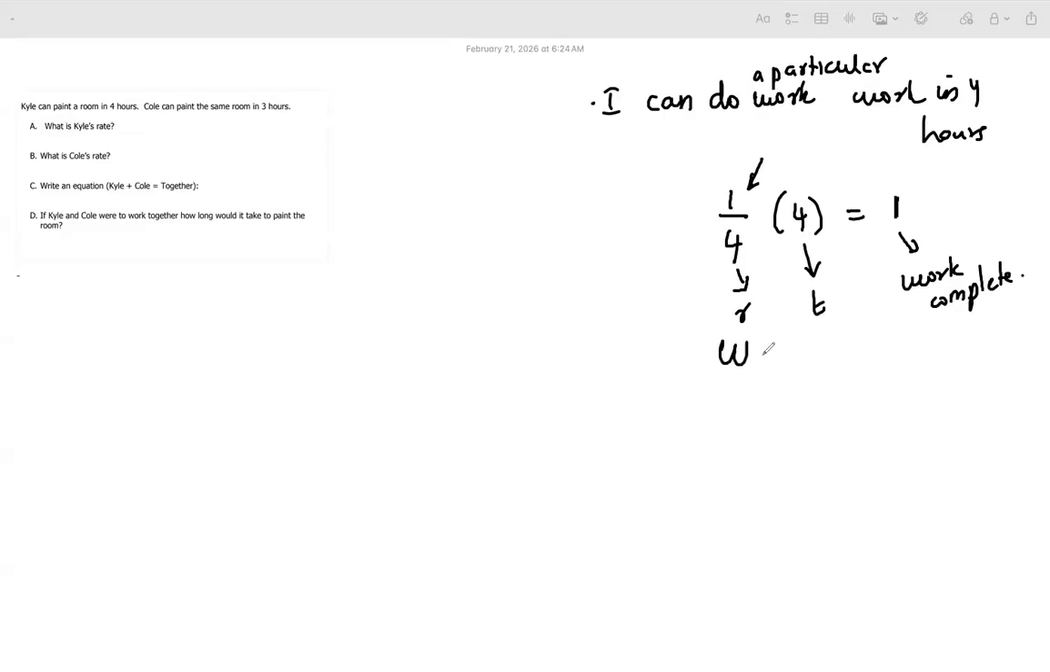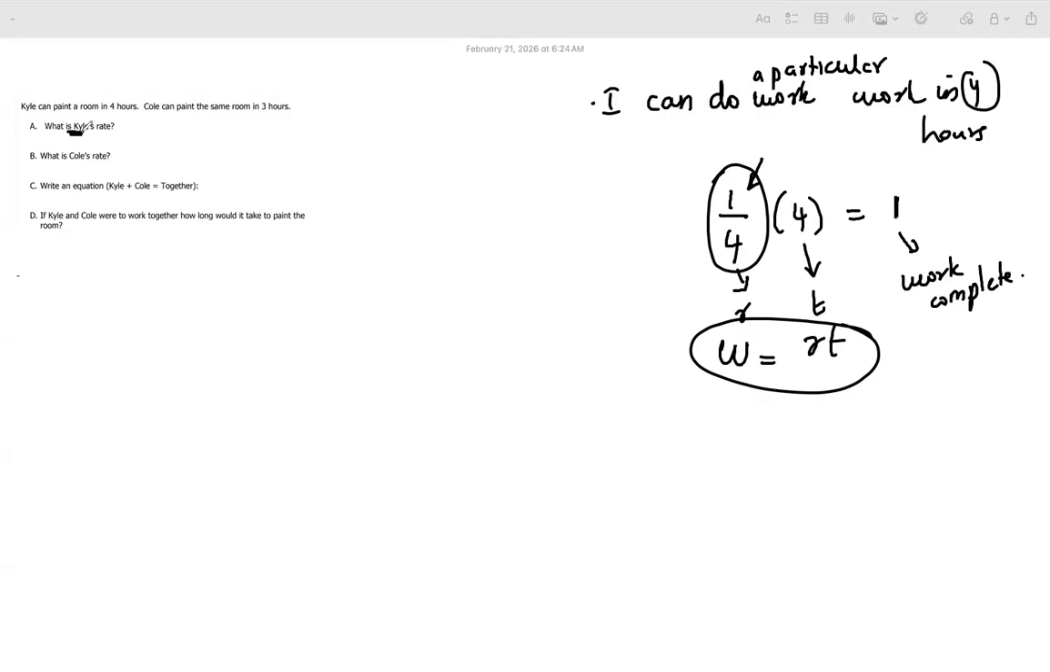So the formula is the same thing, like distance rate time only, but here it is work equals rate times time. Make sense? Anytime you want to calculate the fraction of the work done in 1 hour, it's 1 divided by the total time. So let's see here. Kyle can paint a room in 4 hours. Cole can paint the same room in 3 hours.